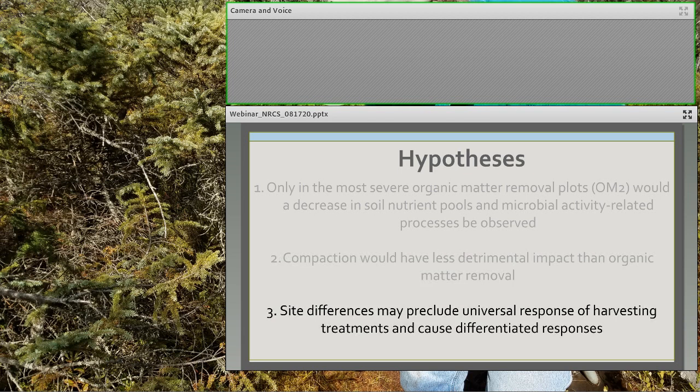And lastly, our third hypothesis was based on the inherent heterogeneity of forest soils and the individual site characteristics which exist at our study locations, such as differing soil textures, dominating tree species, and climate regimes. This led us to hypothesize that site differences may preclude a universal response of harvesting treatments and cause differentiated responses of some soil measurements.